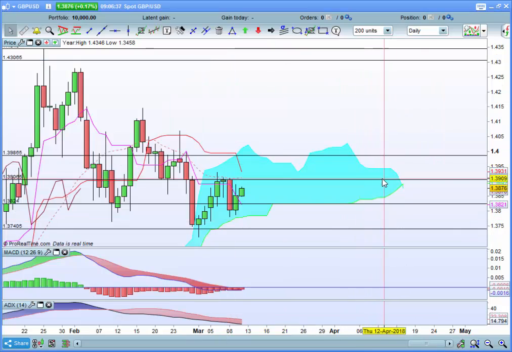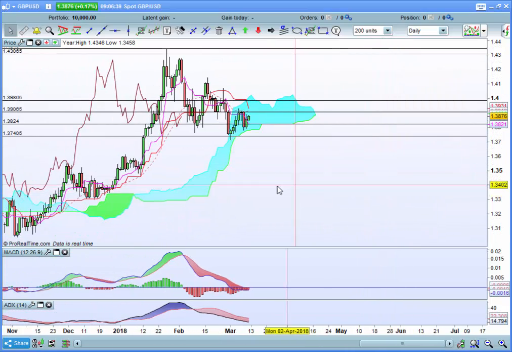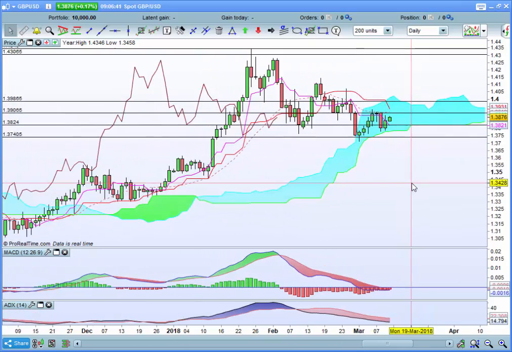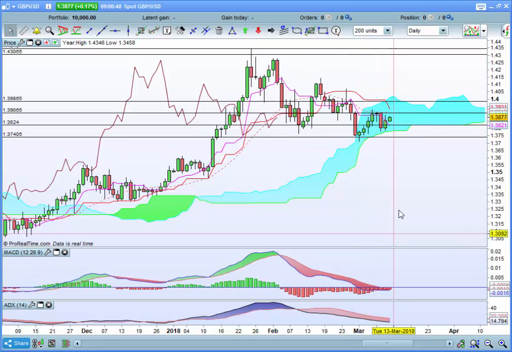GBP US dollar. Sterling is fighting for support within the cloud, the bottom of the cloud. So far, good support zone. Watching for a MACD buy to come into play.